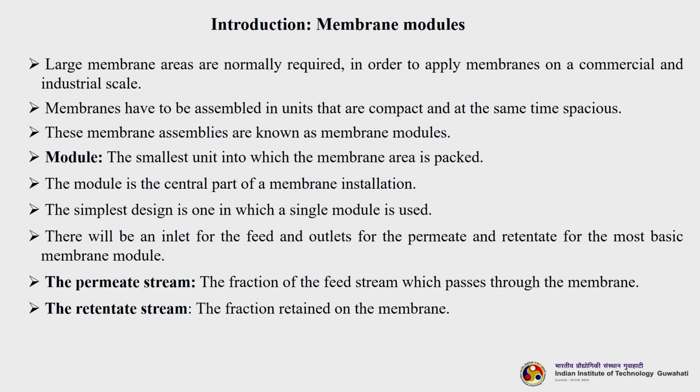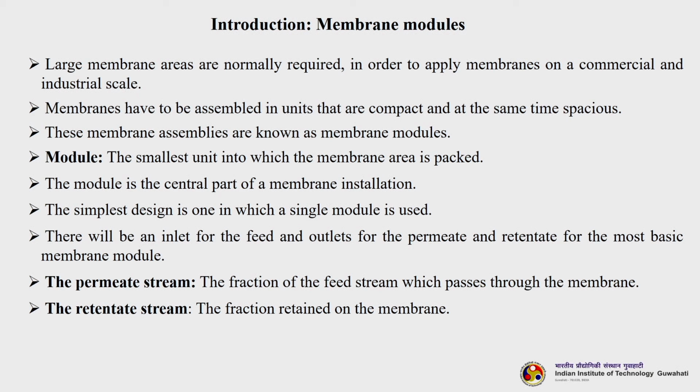Large membrane areas are normally required in order to apply membranes on a commercial and industrial scale. Membranes have to be assembled in units that are compact and at the same time spacious. These membrane assemblies are called membrane modules. A module, by definition, is the smallest unit into which the membrane area is packed. Whatever membrane area we get after performing a design to achieve a target separation, the module is the central part of the membrane installation.